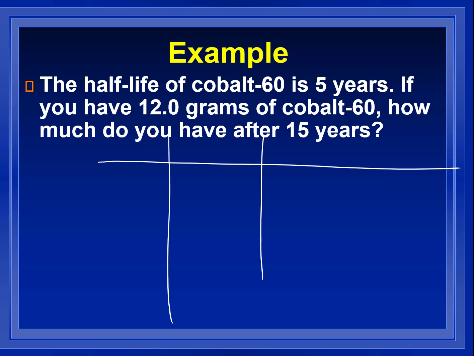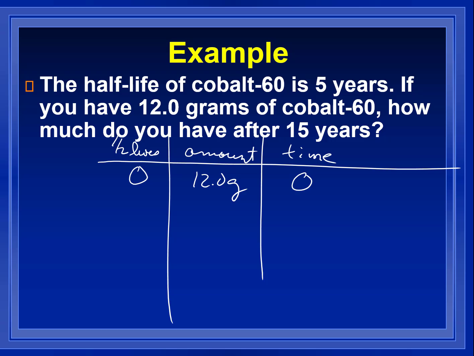We have to make a column: half-lives, amount, and time. When I started off, I had 12.0 grams, and I hadn't gone any half-lives, and I hadn't gone any time yet. So I'm going to keep going in time until I hit 15 years.